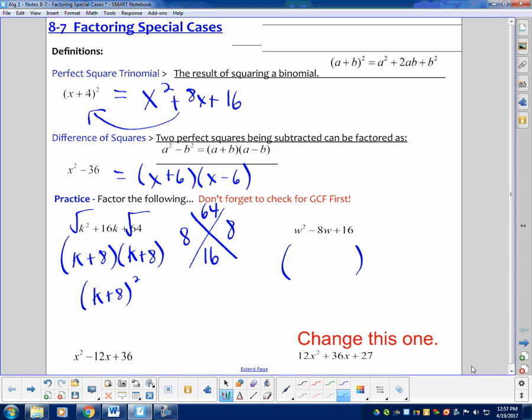The square root of w squared is w. We match the sign, okay? And the square root of 16 is 4. And that's it, guys. That's the whole problem.